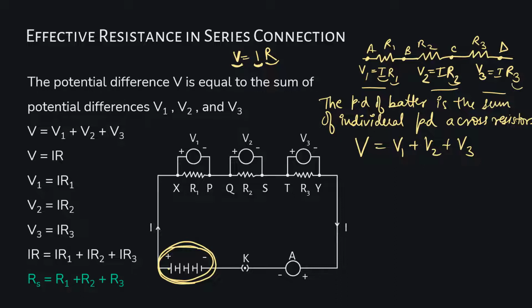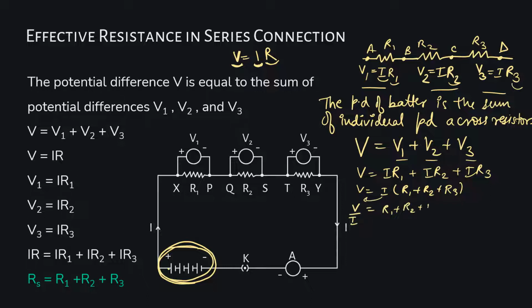Okay. Now, when we put the values of V1, V2 and V3 from here, it becomes V equal to IR1 plus IR2 plus IR3. Just broken it down. So here can we take I common from all these terms because I is the same? So I(R1 plus R2 plus R3). Then if we take this I to the left hand side, what does it become? It becomes V by I is equal to R1 plus R2 plus R3. Now think about this.